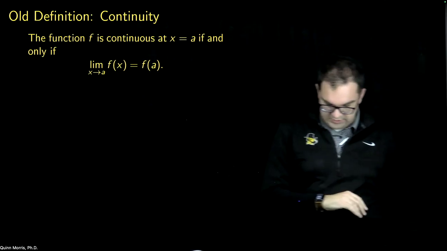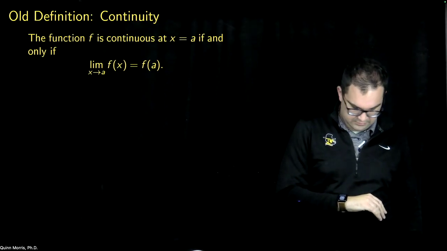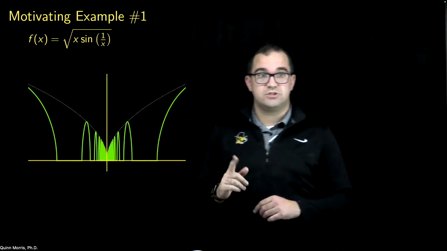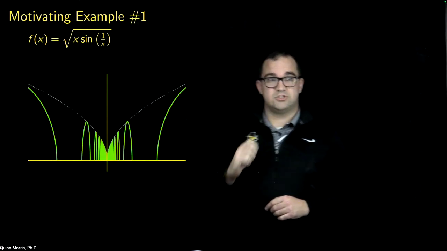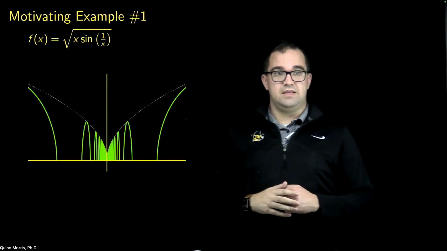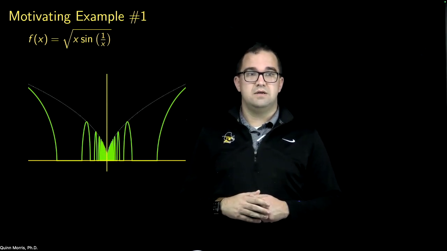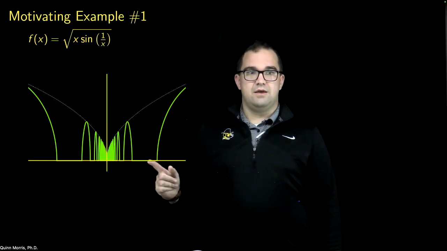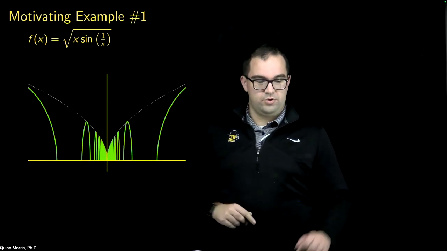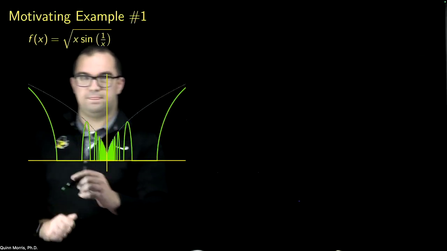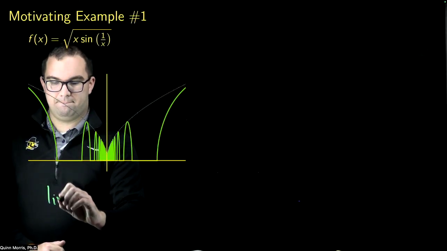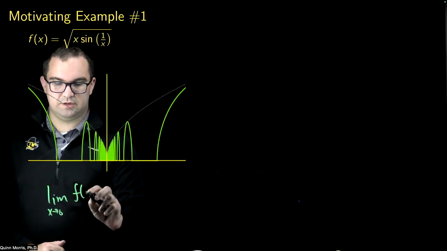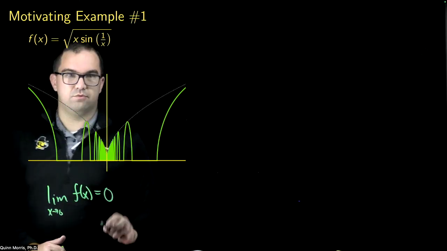Now, to see how this works, let's actually look at a couple of motivating examples here. So the first I want to look back at is actually something we looked at in the previous video. So this is the function square root of x times sine of 1 over x. So now if I look at this function as is, we observed last time that the limit as x approaches 0 of this function was equal to 0.